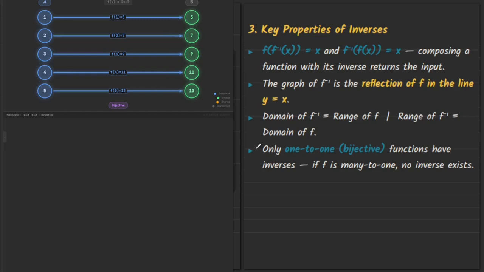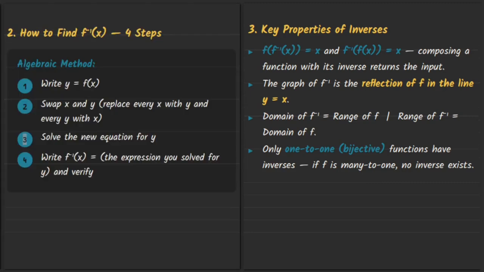Then the last one says only a one-to-one function, that is a bijective function, has inverses. If the function is many to one, it has no inverse. So with this little knowledge, let's actually see how we can apply it in solving some questions.